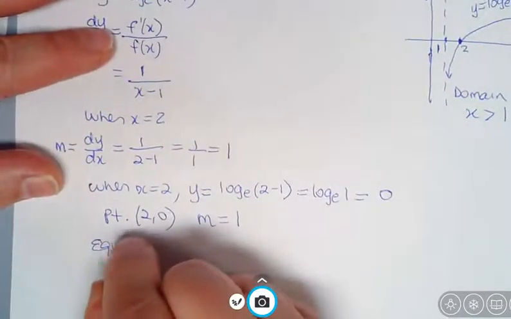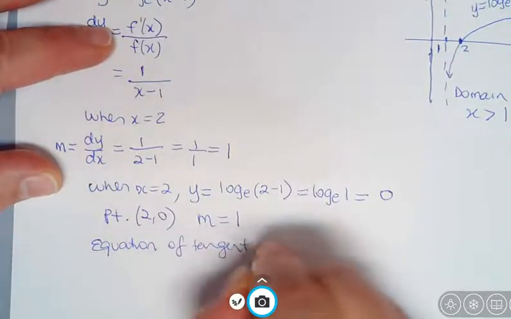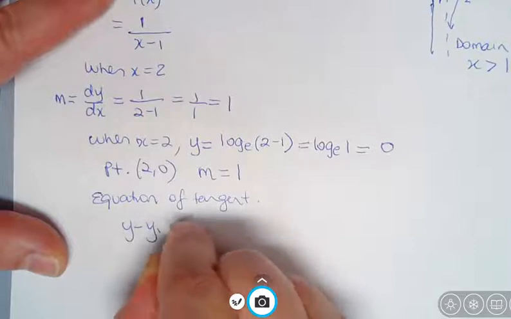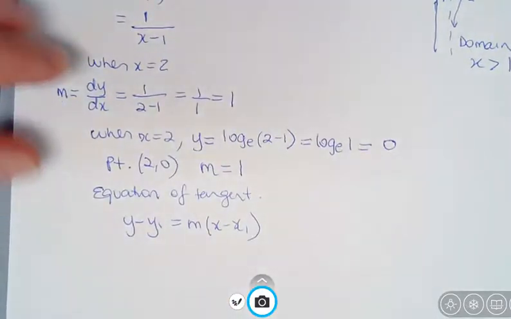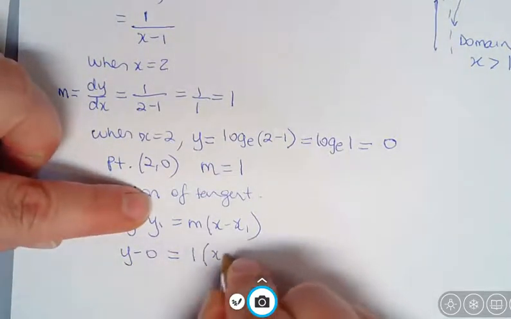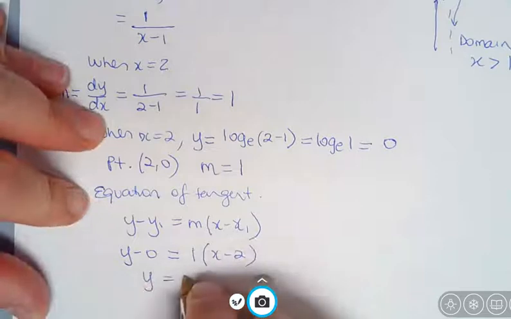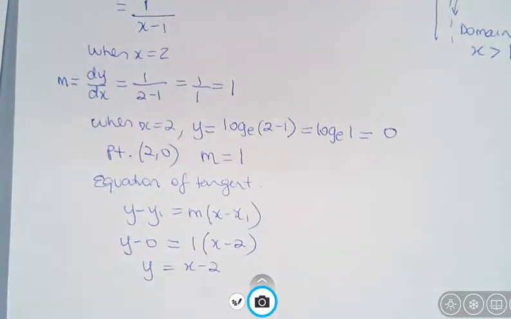If you want just now finding the equation of the tangent, you would use your point gradient formula. y minus y1 equals m bracket x minus x1. Now you've done this all before in prelim. So it'll be y minus 0 is 1 bracket x minus 2. And you just end up with that y equals x minus 2. And we'll just look at one more question.